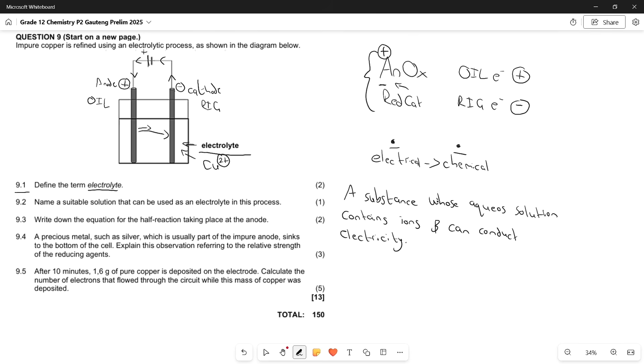And because it's a Cu2+ instead of just a normal Cu like this, we have electrons in the beaker as well, and these electrons can conduct electricity. And that would earn us 2 marks over there for 9.1.